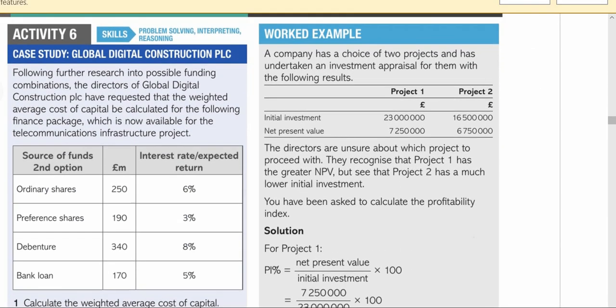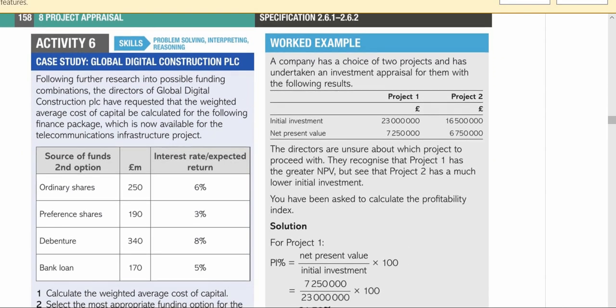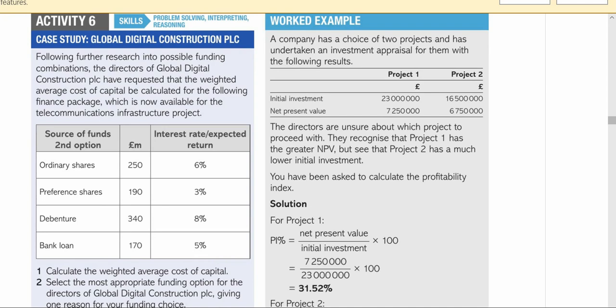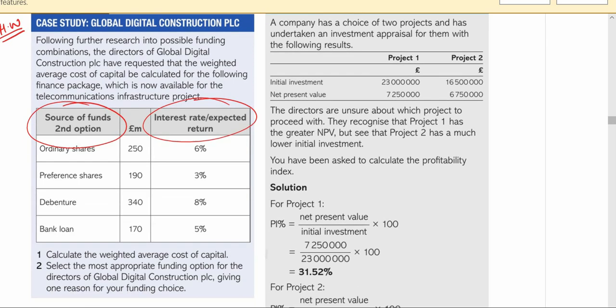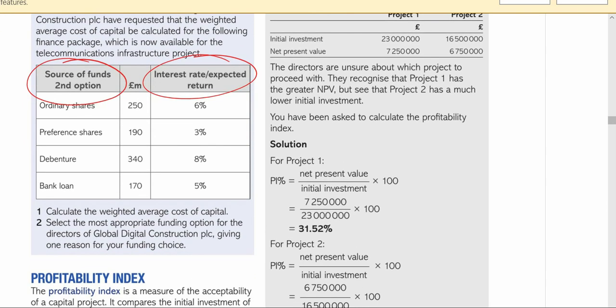Now this is the activity: Case study, Global Digital Construction Limited. You can take this activity as homework. It is a simple one. This is the arrangement of funds, and these are the interest rates and expected returns, and you have to calculate the WACC.